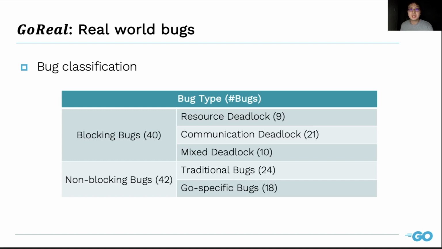Non-blocking bugs consist of traditional bugs and Go-specific bugs. Traditional bugs refer to bugs that may also exist in other languages, such as data race and order violation. Go-specific bugs refer to bugs that can only exist in Go, such as misuse of channel and misuse of anonymous function.